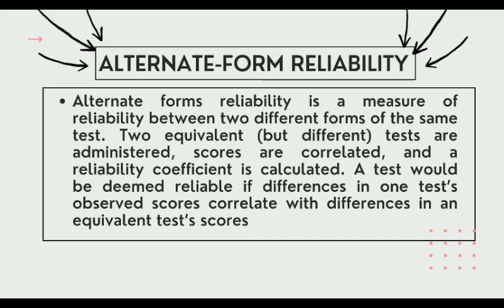In other terms, alternate forms reliability is a concept in statistics which means that two different versions of the same questionnaire, form, or test should produce similar responses from the individuals being tested. For example, if both Group A and Group B were given the same type of questionnaire or test, they should also produce the same answers or responses.